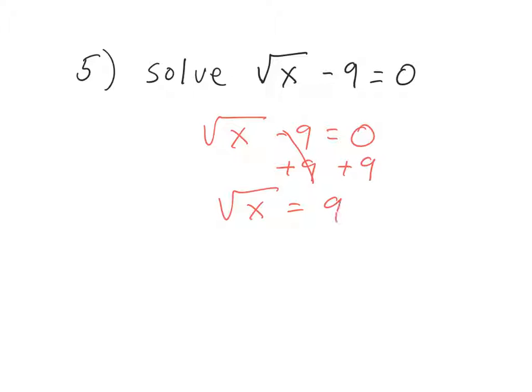And then think about what undoes square root. What's the opposite of square root? And that's doing something to the second power. So we're going to take this side and raise it to the second power. And then since we did that on the left side, we have to do the same thing on the right side. So we're going to end up with x is equal to 81.